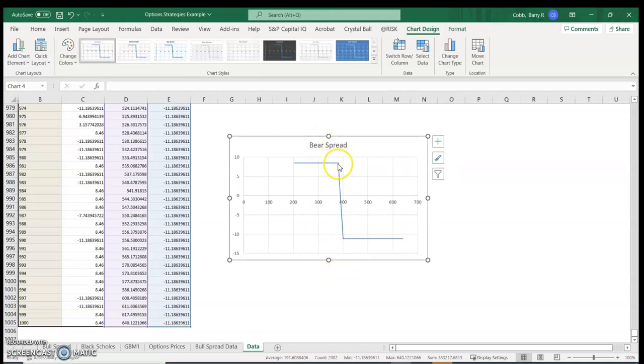If the stock goes down below the strike price of the lower strike price option, we're locking in a return, and that return, which we'll see at the top of the list of returns, is actually $8.46. The most we can lose if the stock price goes up is $11.18. And so it's really a bet that the stock is going to go down.